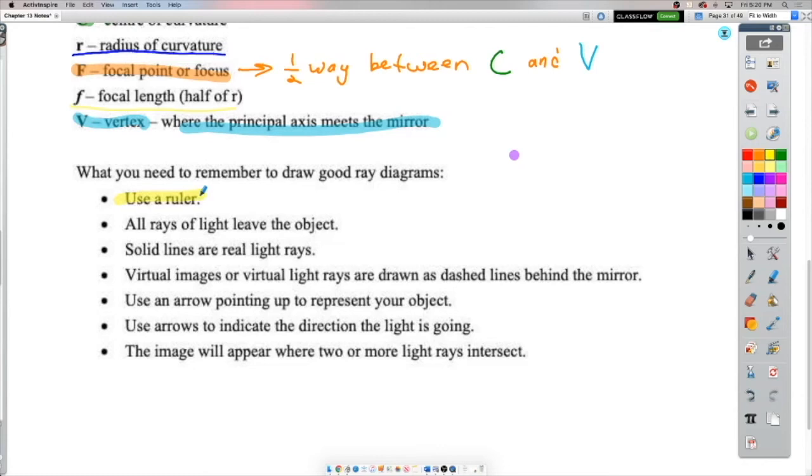Okay, all rays of light leave the object, right? All rays of light need to leave the object. They don't leave the image; they form at the image. What we're trying to do is form an image from light that has left the object.